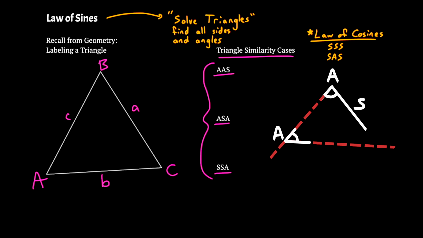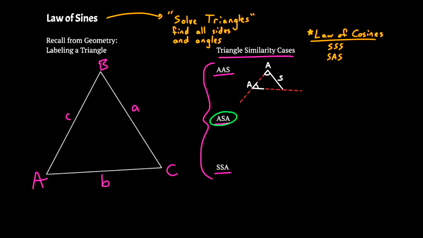And since I don't know the lengths of these sides, I'm just going to have to leave them as dashed lines, and then this angle can kind of just slide back and forth. But you see that when I do this, there's only one spot where this angle forms a complete triangle. So the angle angle side case only ever has one possible triangle.